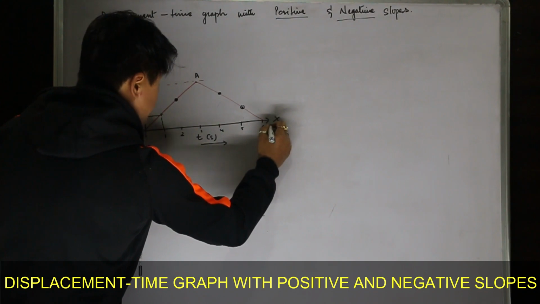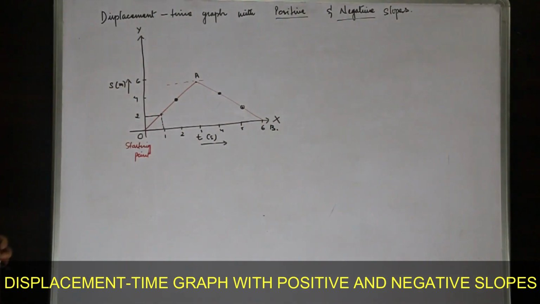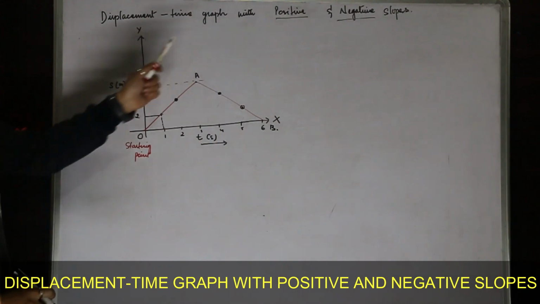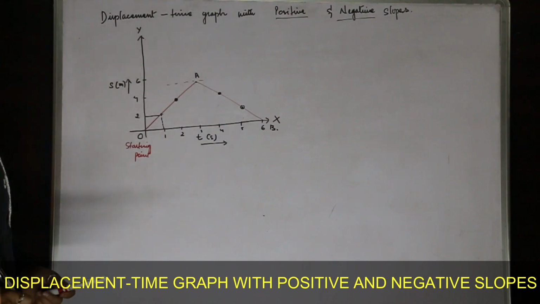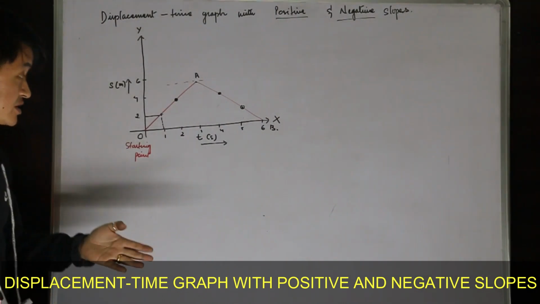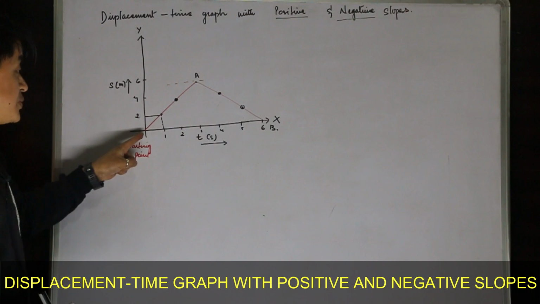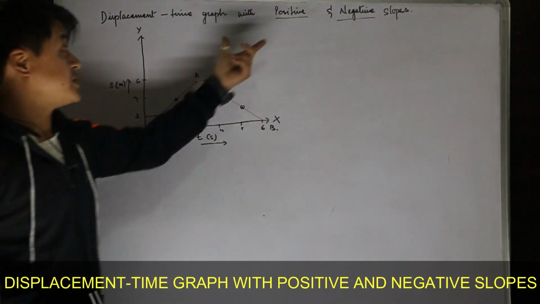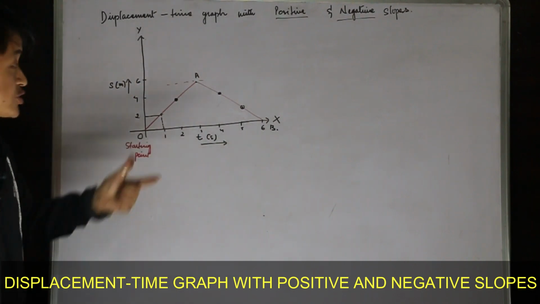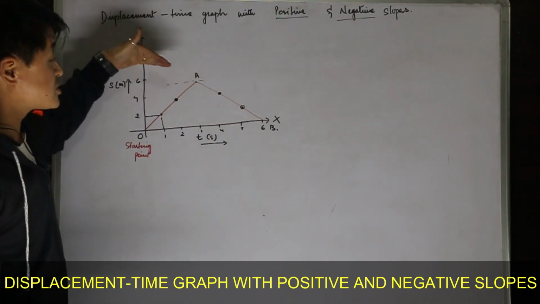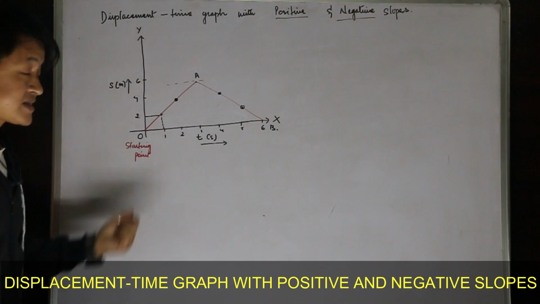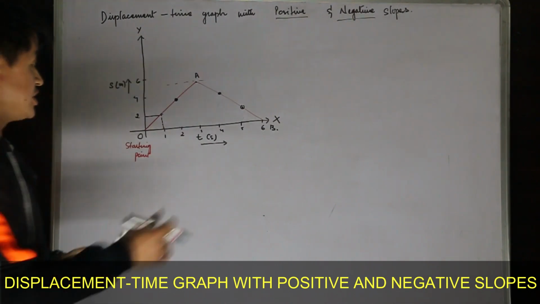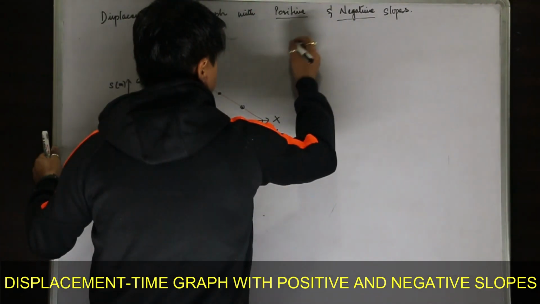Okay, starting point we consider as B. This is the starting point at 6 seconds. Now we have to find the positive slope and the negative slope. Earlier we have discussed that when the body is moving away from the starting point, then the slope is positive. If the slope is negative, then the body is coming towards the starting point. So here we have to find the slope. So let's find the slope.